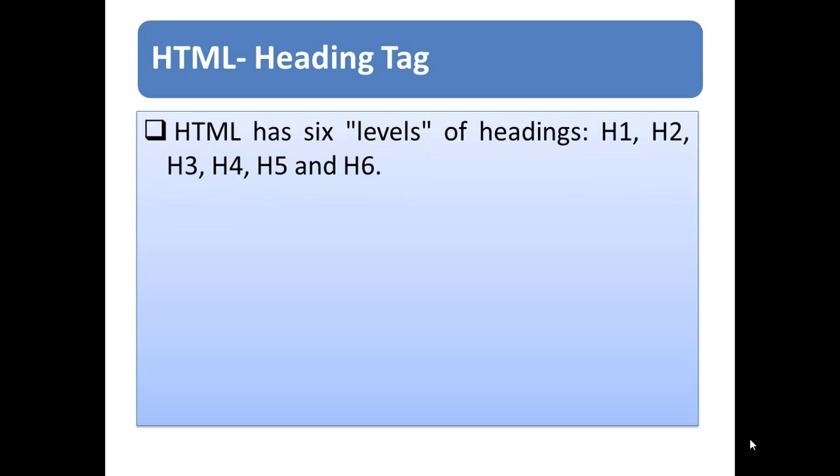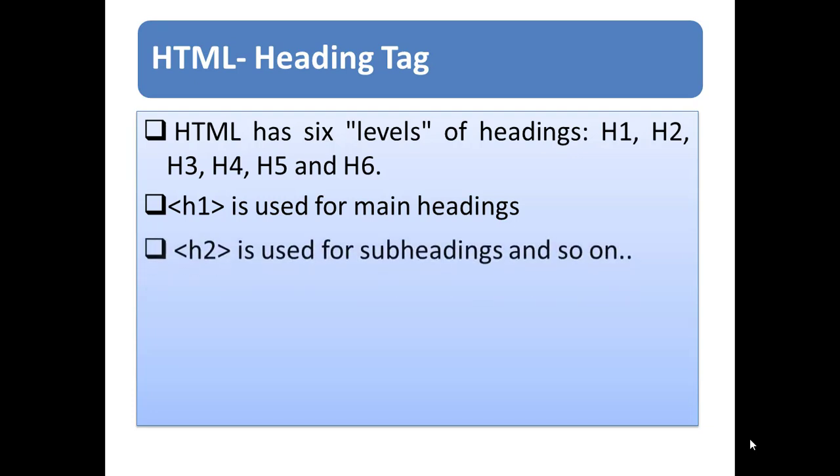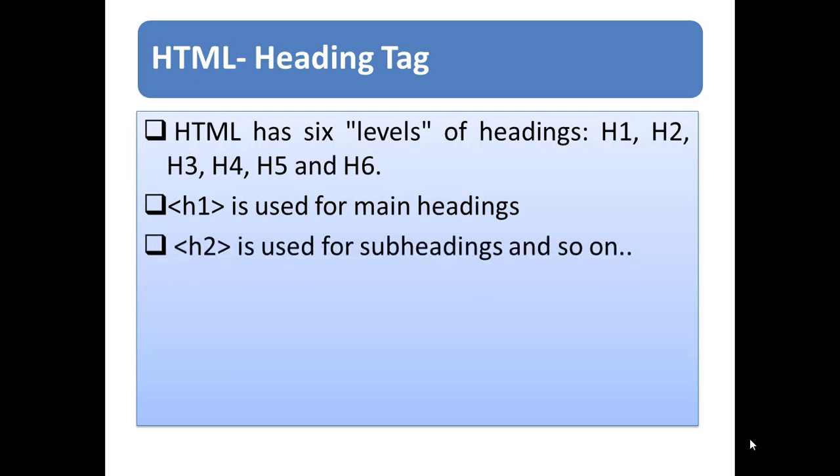HTML has 6 levels of heading from H1 to H6. H1 is used for main heading, H2 is used for subheading. If there are further sections under the subheading, then the H3 element is used, and so on. Browsers display the content of heading at different sizes. The content of H1 element is the largest and the content of H6 element is the smallest.